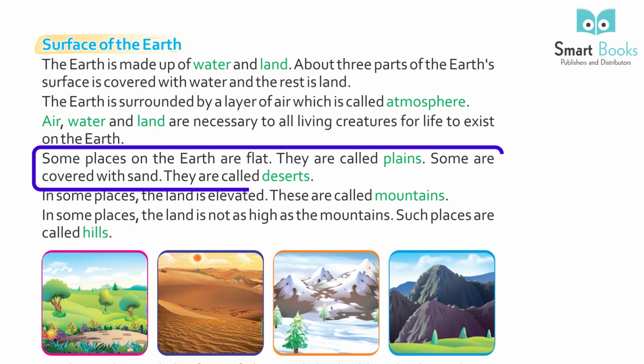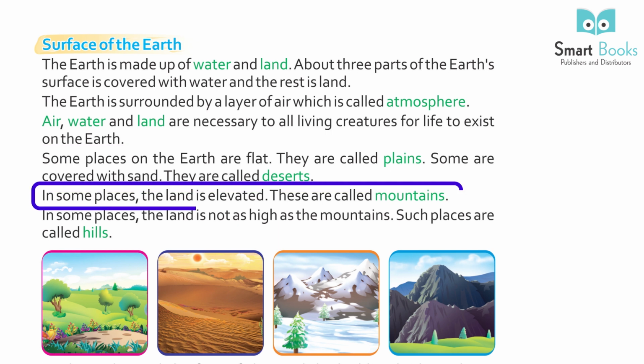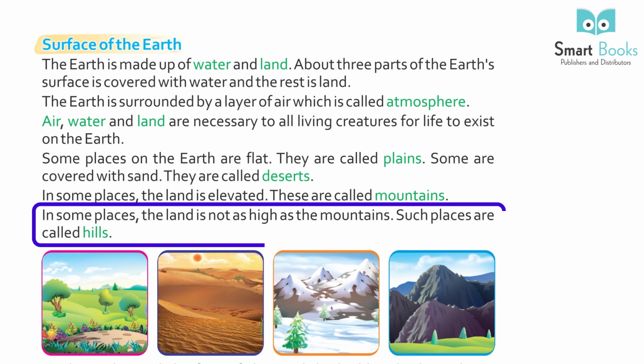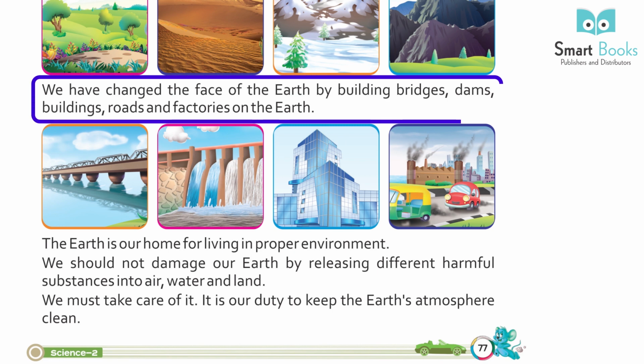Some places on the Earth are flat. They are called plains. Some are covered with sand. They are called deserts. In some places the land is elevated. These are called mountains. In some places, the land is not as high as the mountains. Such places are called hills. We have changed the face of the Earth by building bridges, dams, roads and factories on the Earth.